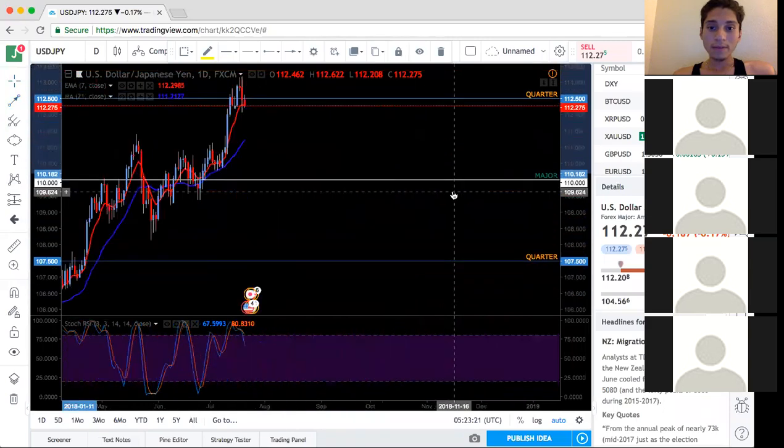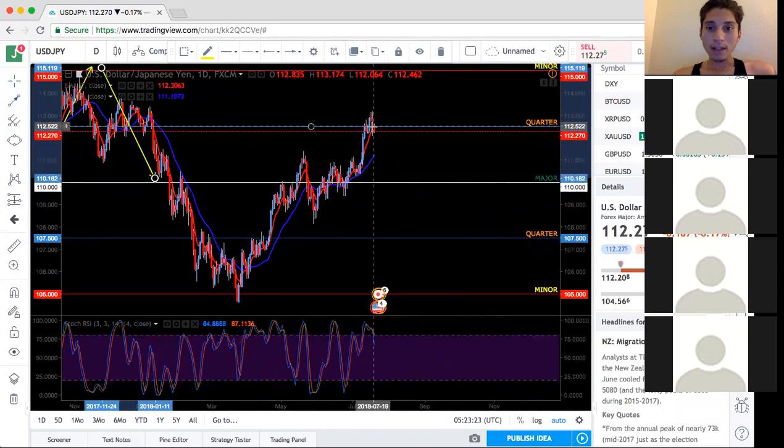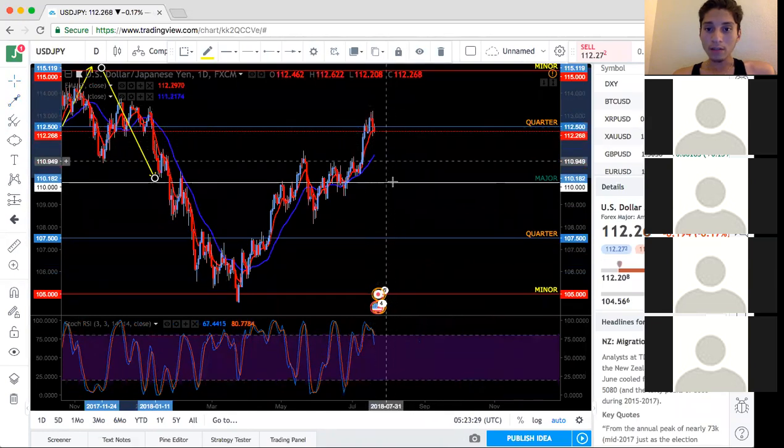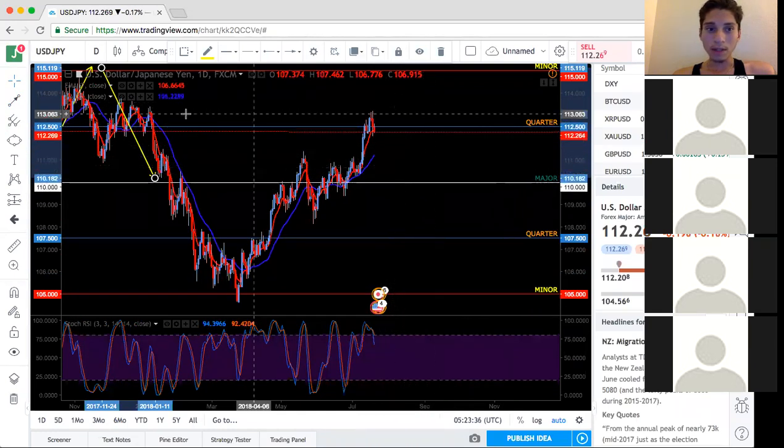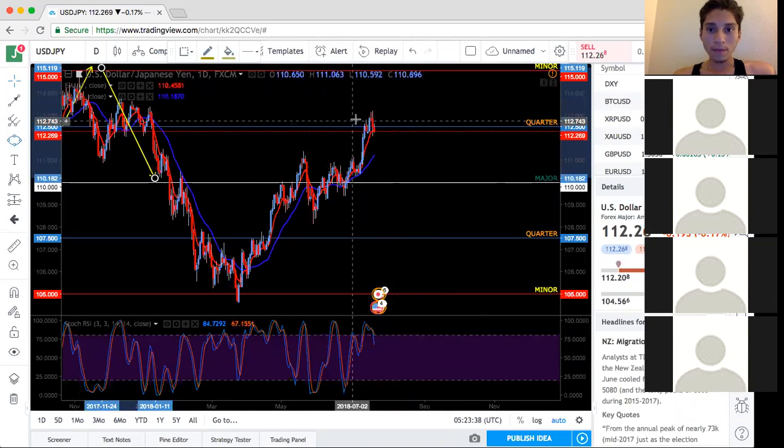500. Right now at this level, it looks like it's getting rejected from this quarter. So if it does decide to shoot down, you could catch and ride another 250 pips right here. 250 pips and dip. You know what I mean?